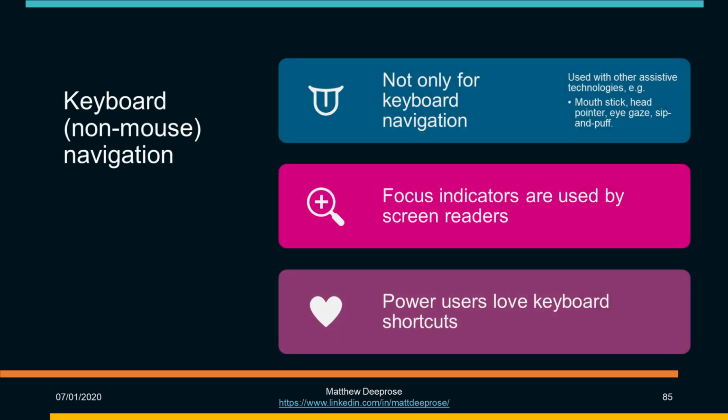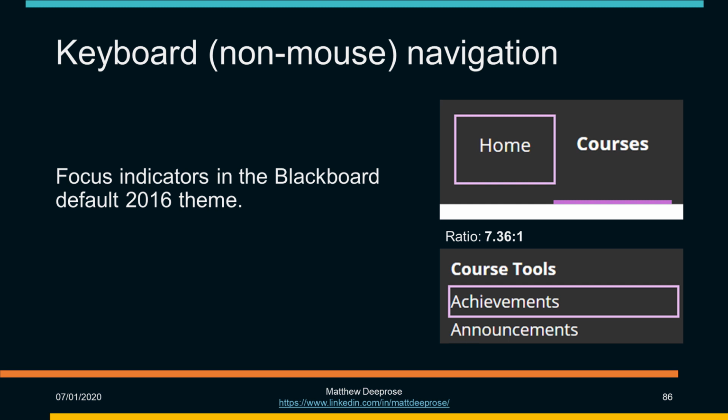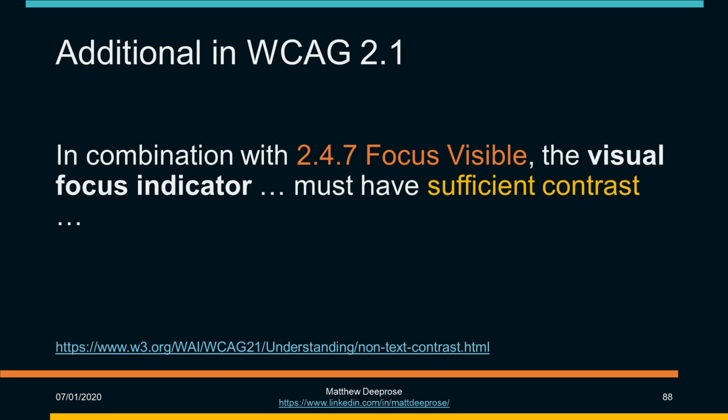And keyboard navigation is not only to be used when you don't have a mouse. It's also used by screen readers, and of course power users love keyboard shortcuts as well. And if you use Blackboard and the default theme, the focus indicators tend to be purple, and they do have a good contrast ratio, but you do need to make sure that if you make any changes, you are accounting for changes to the focus indicator. Because in the European standard, which has the WCAG 2.0 setting saying that focus has to be visible, in WCAG 2.1 they updated it to say that the visual focus indicator must have sufficient contrast to the background.